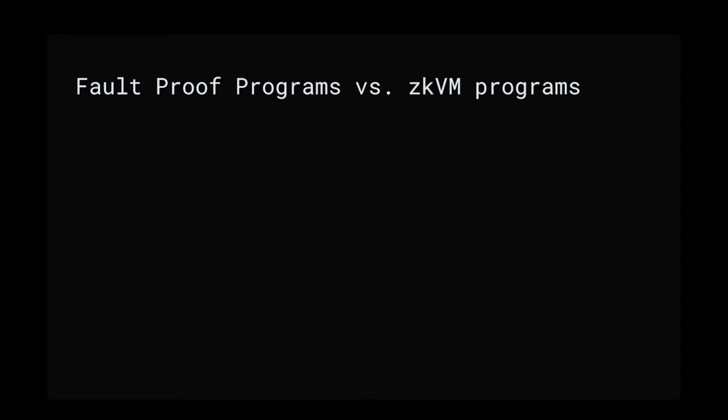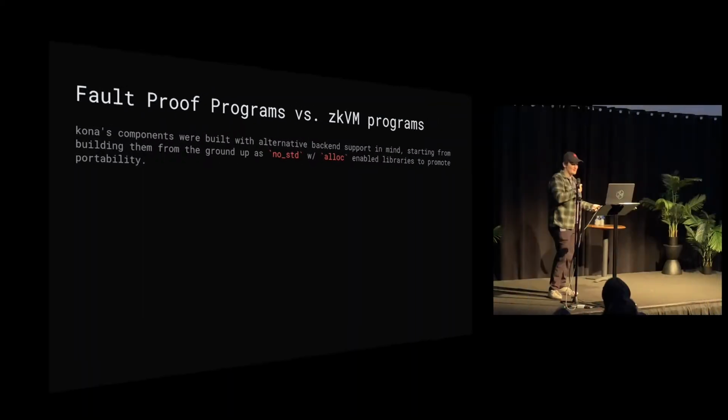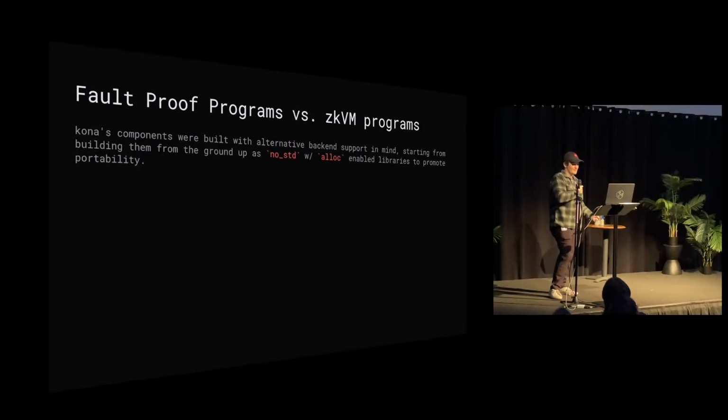And so that kind of brings us to a design philosophy of Kona. Something that we started trying to do from the get-go is making sure that we could run everywhere. So Kona's components were built with alternative backend support in mind. They were starting with no_std, with alloc-enabled libraries to promote portability. You can run it on pretty much anything. I actually ran it on a Raspberry Pi, which is pretty cool.